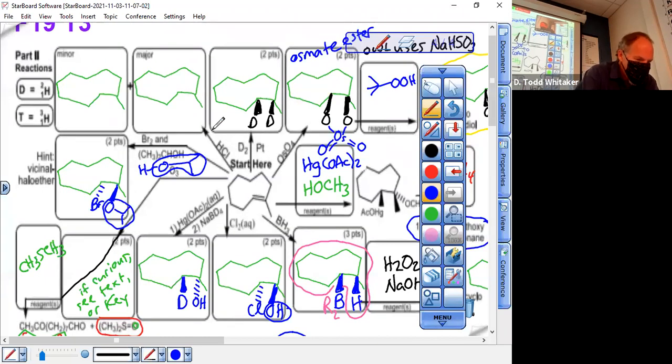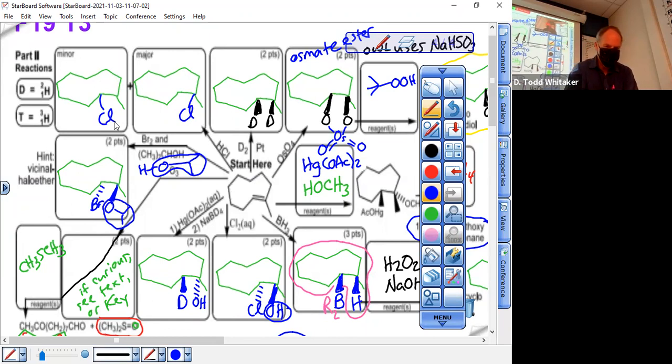HCl, that's our first reaction we ever learned. Major, minor, 1 point each. Markovnikov, Cl on the more substituted carbon. Anti-Markovnikov, Cl on the less substituted carbon. Minor.